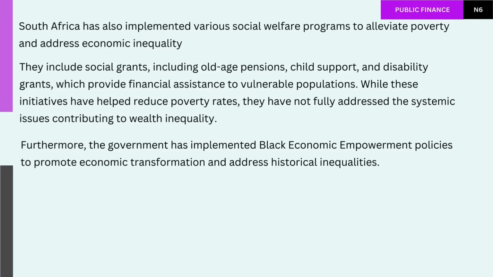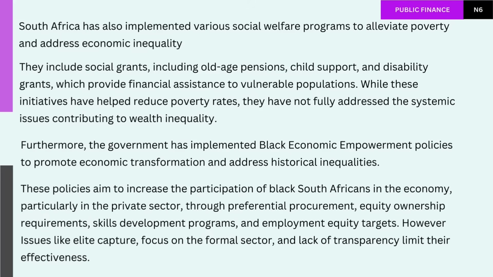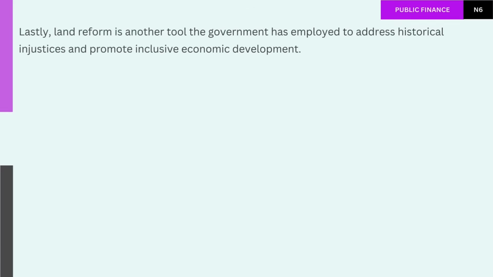Furthermore, the government has implemented Black economic empowerment policies to promote economic transformation and address historical inequalities. These policies aim to increase the participation of Black South Africans in the economy, particularly in the private sector, through preferential procurement, equity ownership requirements, skills development programs, and employment equity targets. However, issues like elite capture, focus on the formal sector, and lack of transparency limit their effectiveness.